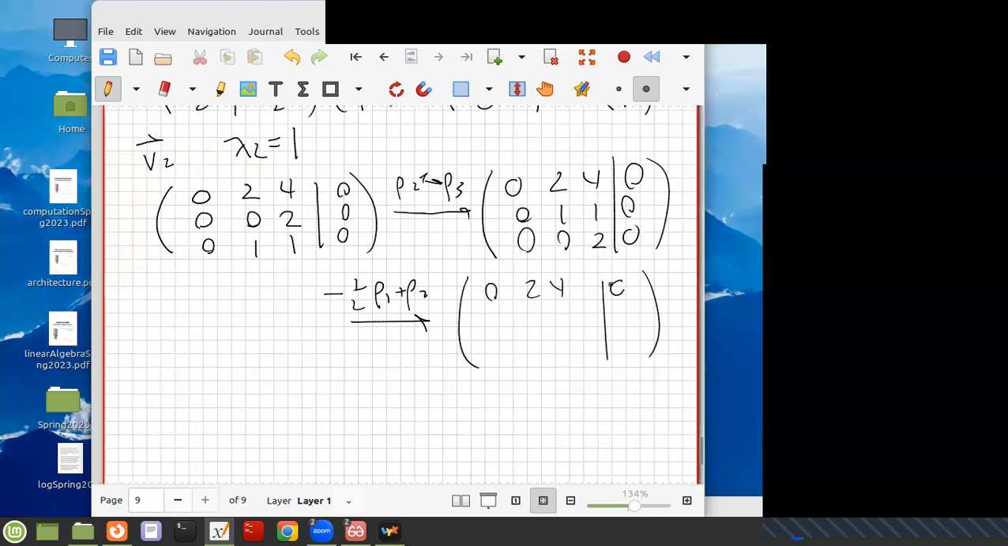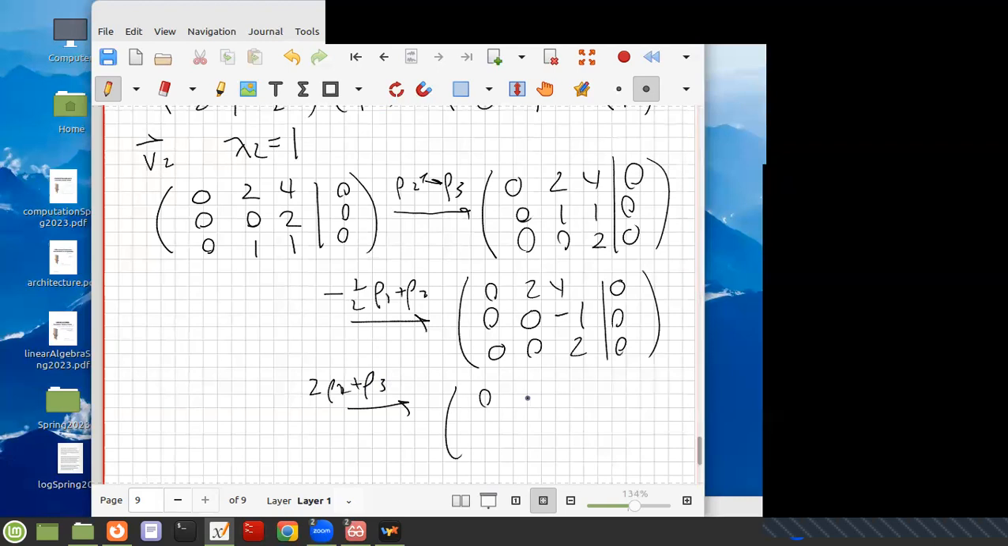0, 2, 4, 0, 0, and then 1/2 times minus 2 times minus 1/2 is minus 1, so you get a 0 there. And 1/2 minus 1/2 of 4 is minus 2 plus 1 is minus 1. And 0, 0, 2, 0, 0. So then we can do 2 times row 2 plus row 3. Get 0, 2, 4, 0, 0, 0, minus 1, 0, 0, 0, 0, 0. Right?